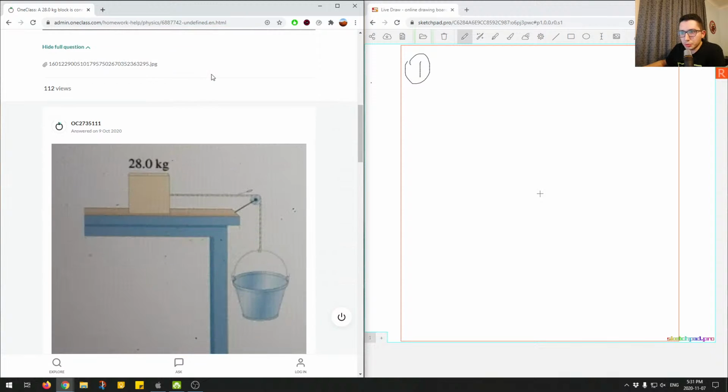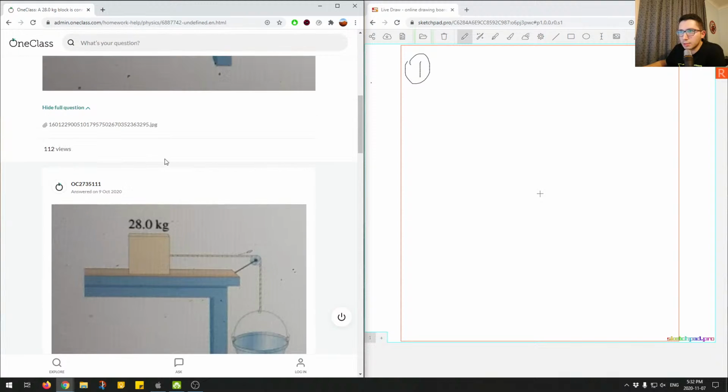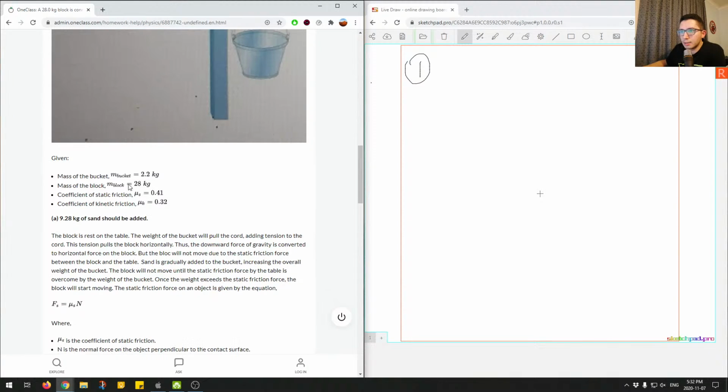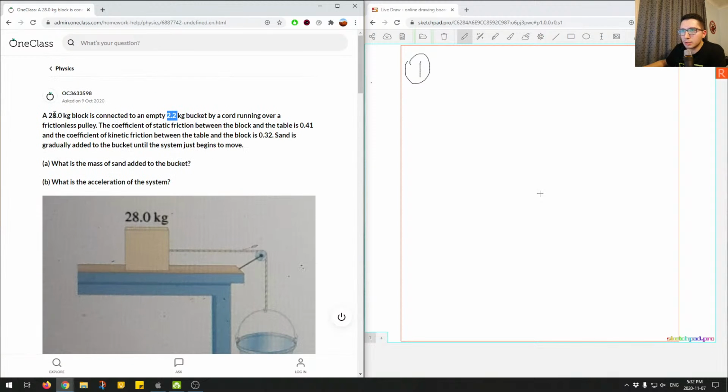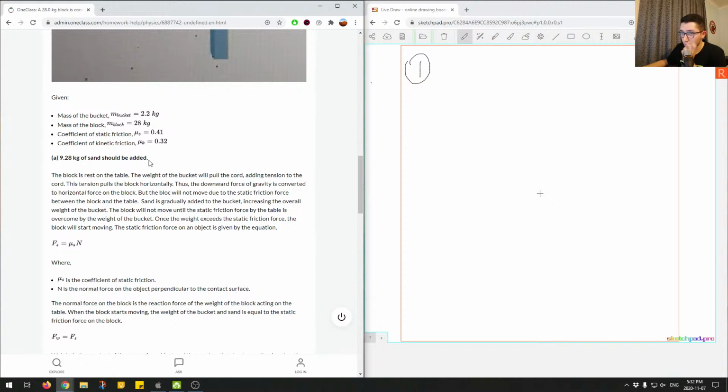So let's run through what the junior tutor answered here. A good idea always when you're starting off with a question is to list off the givens. So given mass of bucket 2.2, so it is just up here, and then 28 kilograms mass of block, coefficient of static friction, coefficient of kinetic friction, and we have those. Those are correct. Okay, so part A.